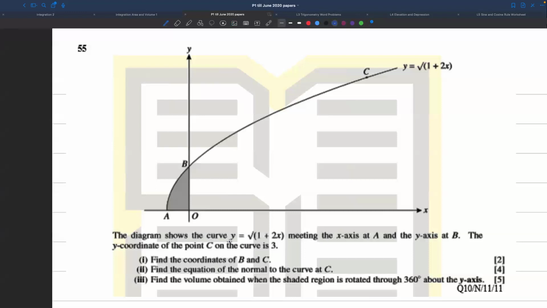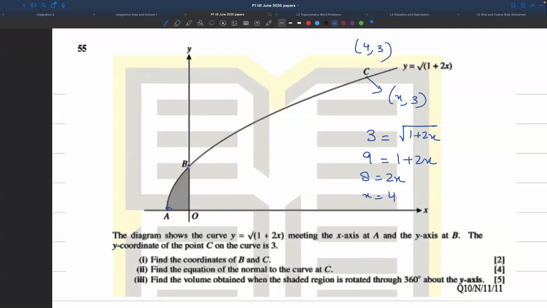It says the diagram shows the curve y is equals to this, meeting the x-axis at A, y-axis at B. The y-coordinate of the point C is 3. So this is (x, 3). Can I find the x-coordinate? Obviously, the y-coordinate is given. Square both the sides, you get 9 is equals to 1 plus 2x. So 8 is equals to 2x. x is equals to 4. सही है. C के कोऑर्डिनेट तो आ गए मेरे पास (4, 3).